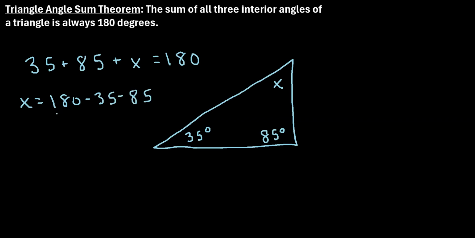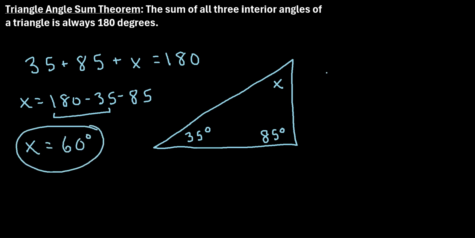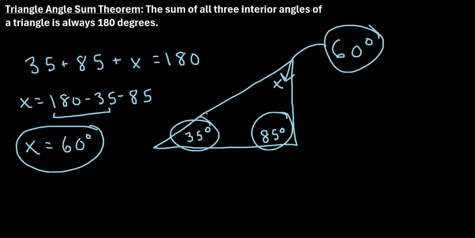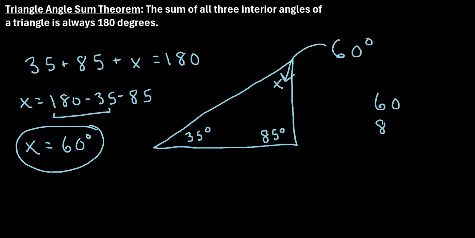When we do this, we get 180 minus 35, that's 145. And then 145 minus 85, that's 60. So we find that x is equal to 60 degrees. So this angle right here is 60 degrees. And we can verify that's the correct answer by adding up these three angles and making sure they add up to 180. So if we do 60 plus 85 plus 35, we should get exactly 180 degrees.